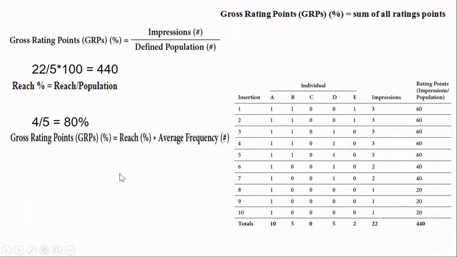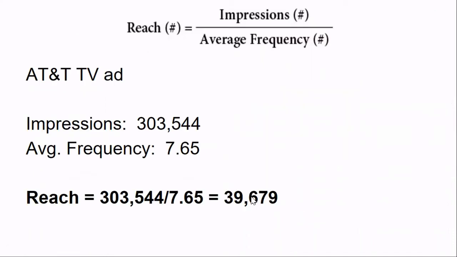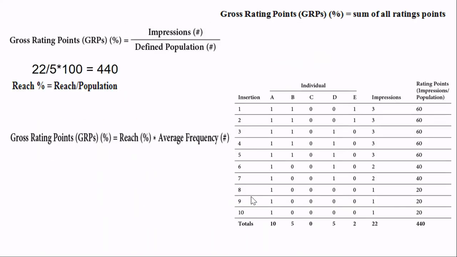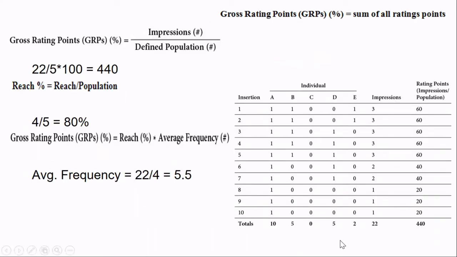So given that, we can calculate gross ratings points, which is just going to be our reach percentage. I'm sorry, we have to calculate average frequency first. So average frequency we've talked about before is just impressions divided by reach. You can see it right there, impressions divided by reach. And so average frequency then is 5.5.